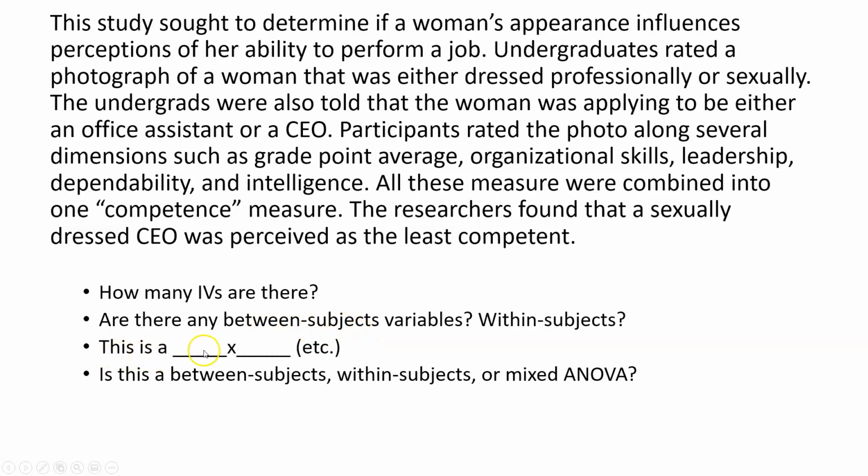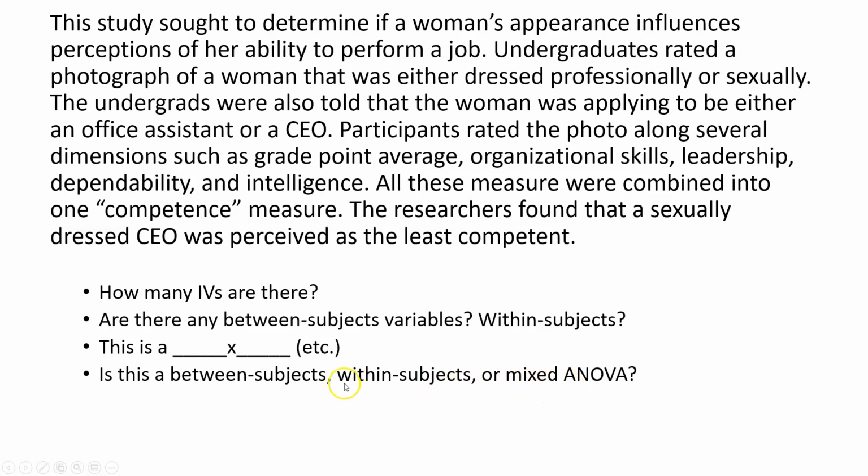This is a 2x2. Why? Because the first factor, dress, had 2 levels, professionally and sexually. So that would be the first 2. And then the second one would be the job type, office assistant or CEO. 2 levels of job type, so that one would be here, 2. And because both of these were between subjects variables, we have to say this is a between subjects ANOVA.